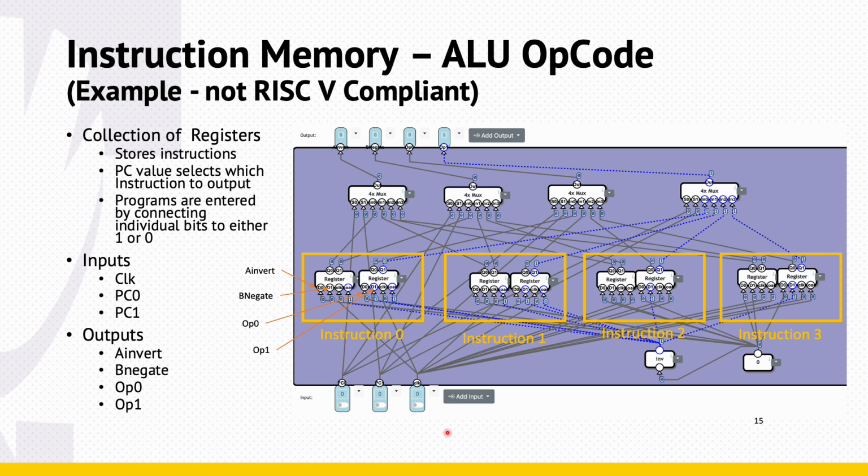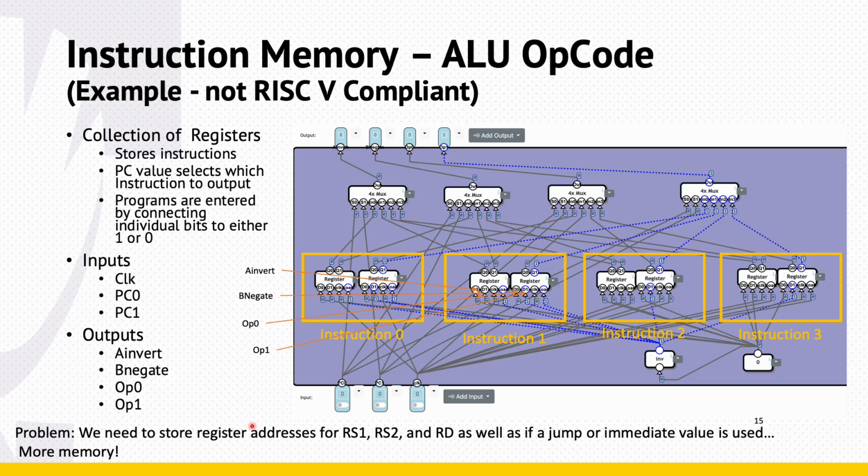And we are programming these just by directly connecting the data bits to either 1 or 0, right? So this is manually programming each one of these bits to be 1 or 0. Yes, it is not a good way to program, but it's the only way possible in the NAND game. Okay. So in our second instruction, here's A invert, B negate, op0, op1. Just for clarity, just making sure the concept is making sense.